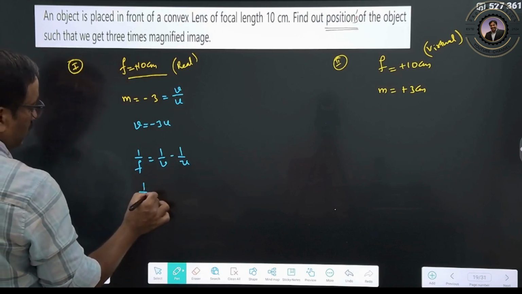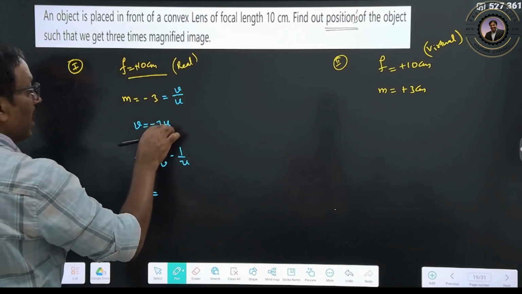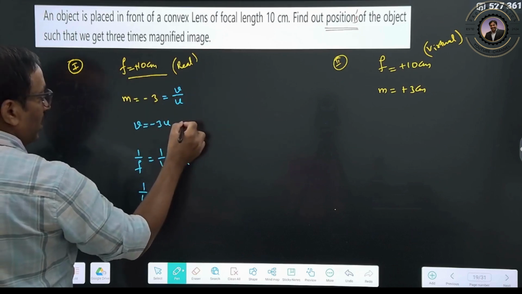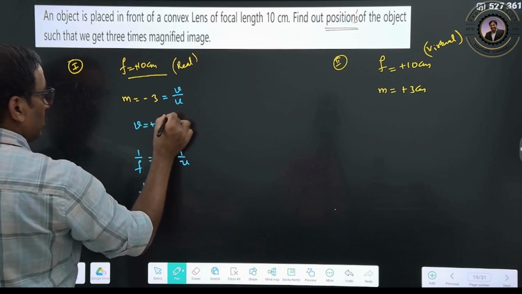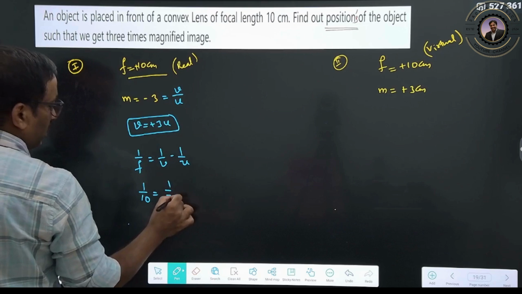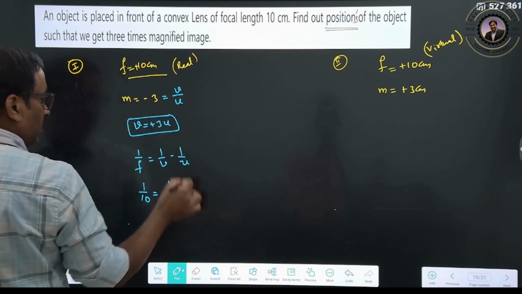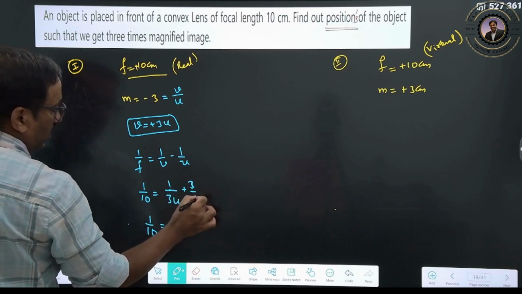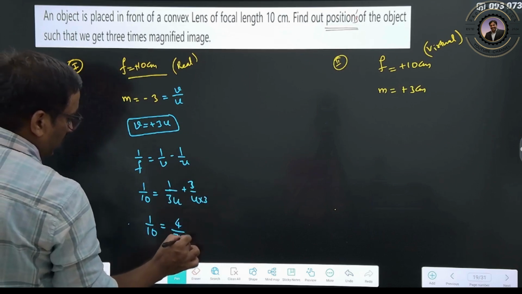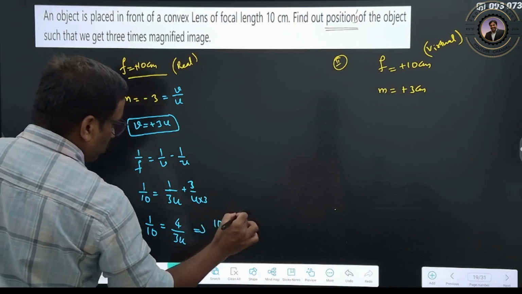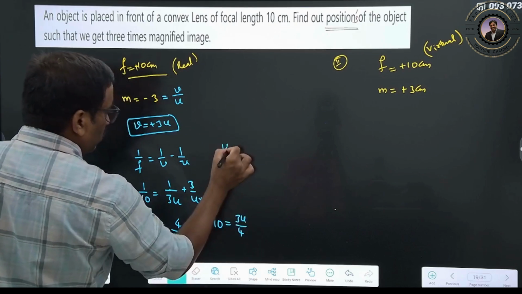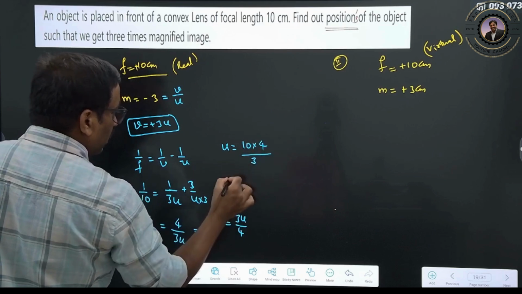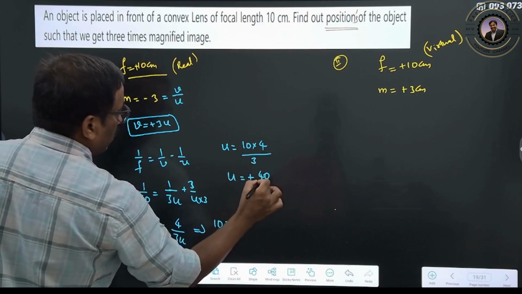Now 1 by F is equal to 1 by V minus 1 by U, clear. So 1 by 10. Where the image is there, if it is minus, image is for virtual. So this is for real. U should be negative, so therefore U should be positive. Therefore this is V, so 1 by 3U, so minus of minus plus 1 by U. So here 1 by 10, I can multiply with 3, therefore 4 by 3U. So that implies 10 is equal to 3U by 4. U is equal to 10 into 4 divided by 3. So U is equal to plus 40 by 3 centimeter.